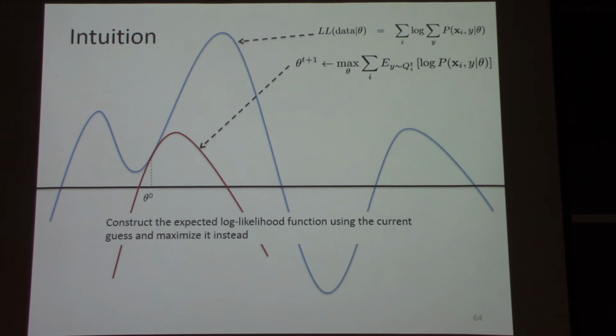The second one, the new function is always below the original function that you care about maximizing, which means you'll never really overshoot. You'll not make egregiously wrong mistakes. And the third point is that this approximation, the way we constructed this function, our choice of this q, basically means at the point that we are at, theta 0, it touches the original function. The new function touches the original function and is always below and is concave.